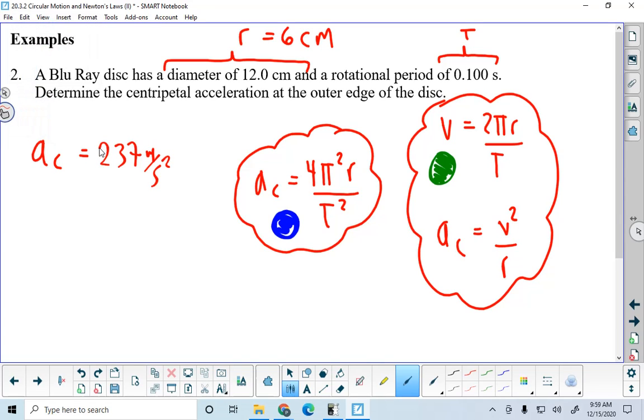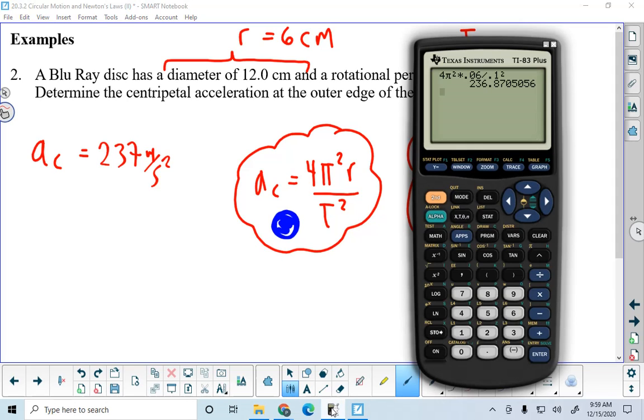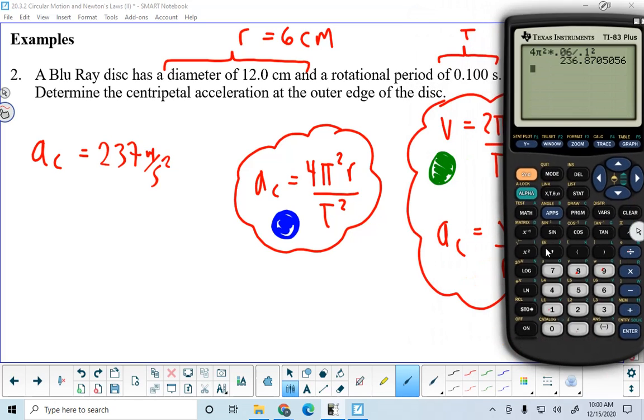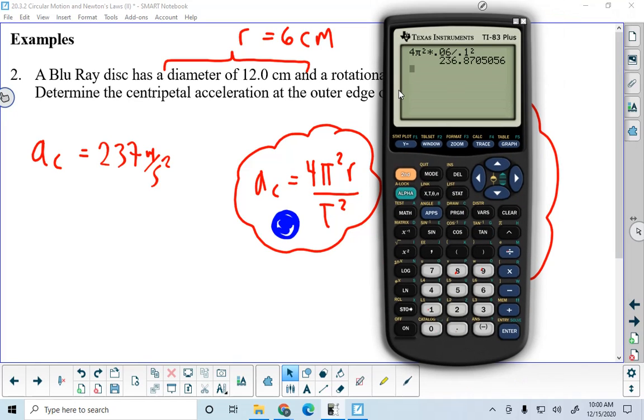which, so the object, this is the meaning behind a centripetal acceleration. The object is not speeding up or slowing down, but we can always compare that acceleration to the acceleration due to gravity by dividing by 9.81 and saying, wow, if you were on the edge of this, I know it's too small for you to be standing there, but you would be experiencing a force 24 times the force of gravity. It would be very hard to hang on.